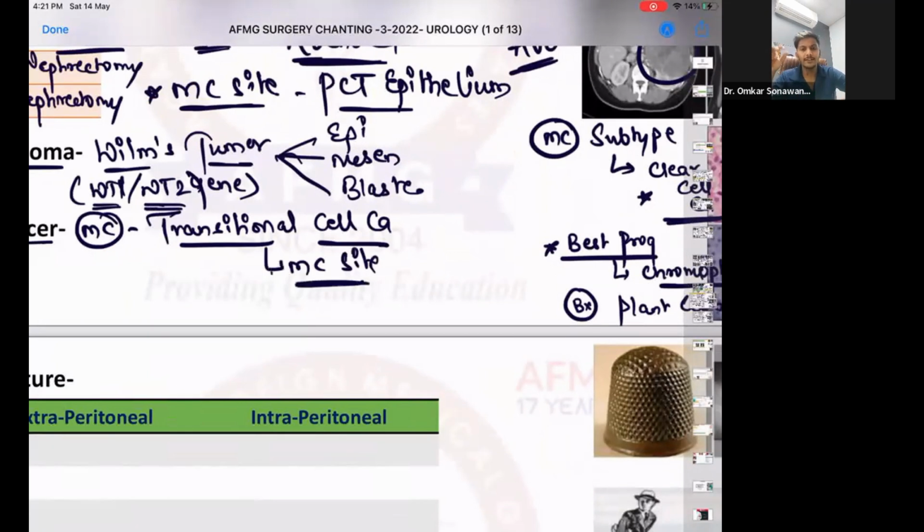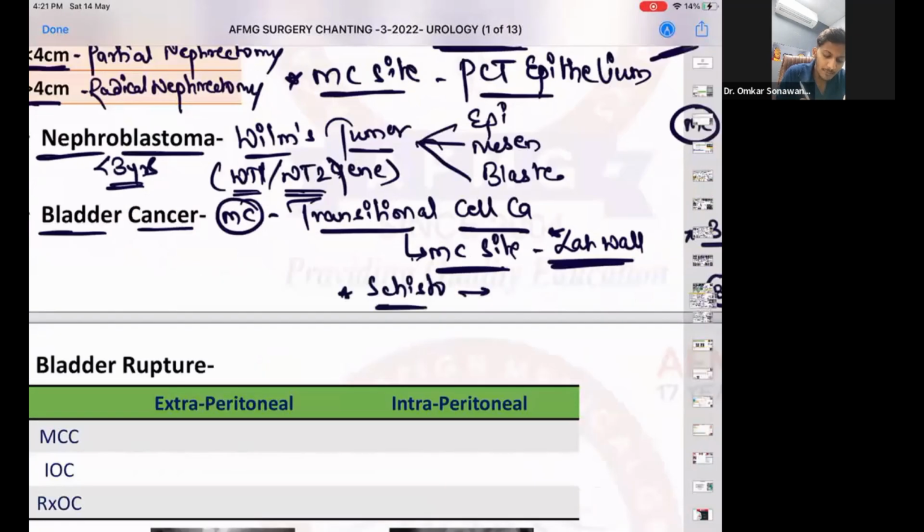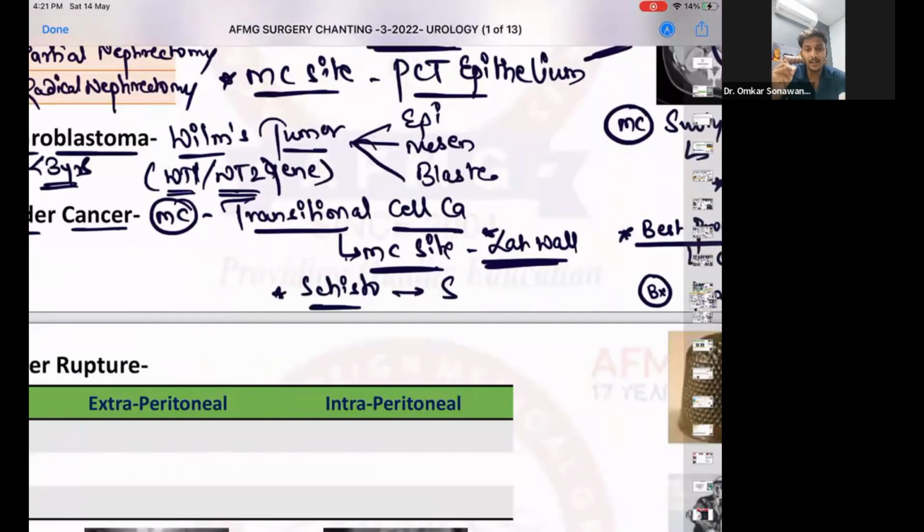So in schistosomiasis, the patient is at a higher risk of developing squamous cell carcinoma. And I was talking about bladder cancer treatment. Investigation of choice is definitely a cystoscopy and biopsy.